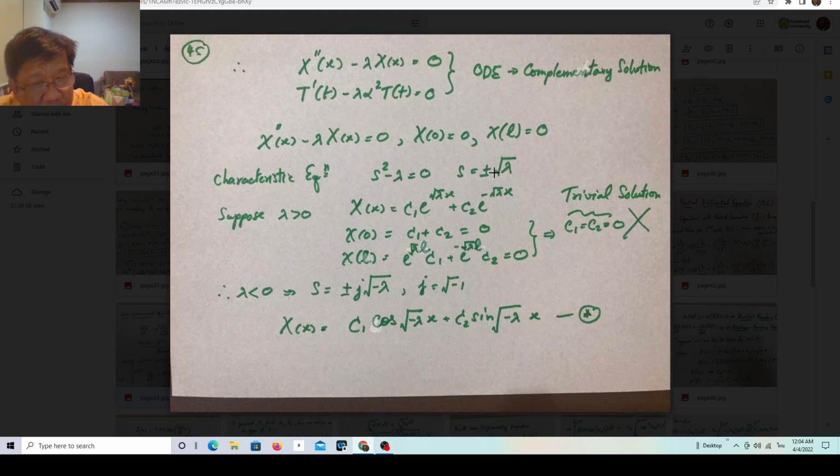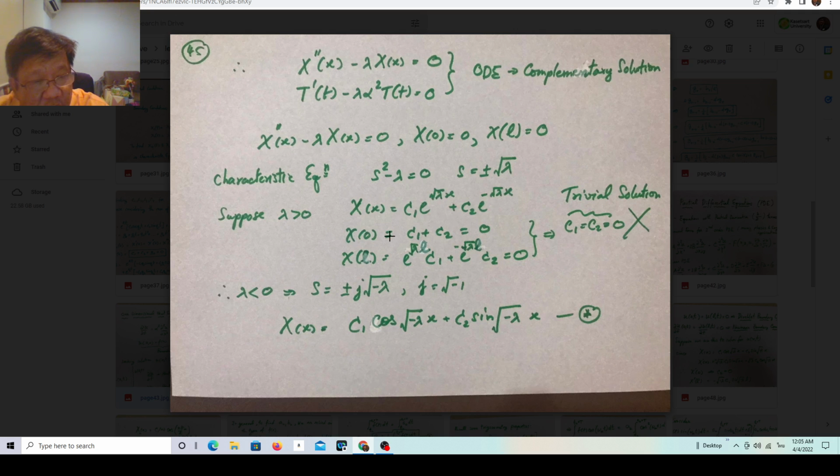Suppose lambda is some specific value, and suppose lambda is greater than 0. If lambda is greater than 0, this becomes two real roots: one is plus square root of lambda and the other is minus square root of lambda. You all know that this is the general solution from the ODE procedure. You get a constant c sub 1 e to the square root of lambda times x, plus c sub 2 e to the minus square root of lambda times x.